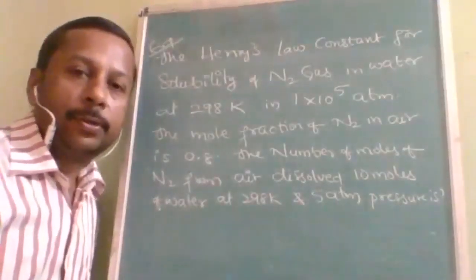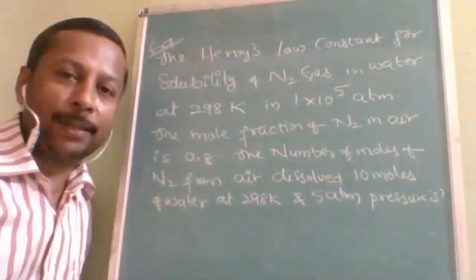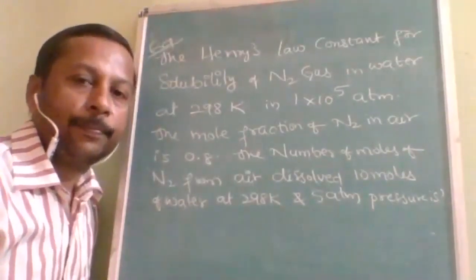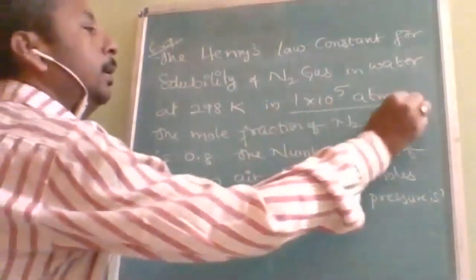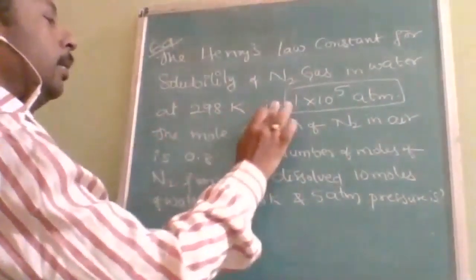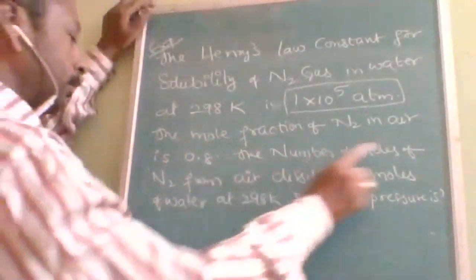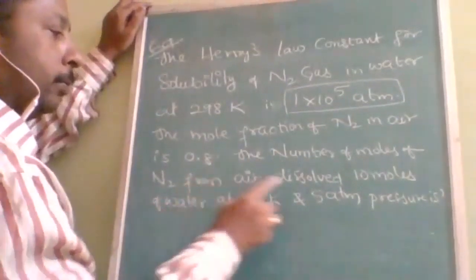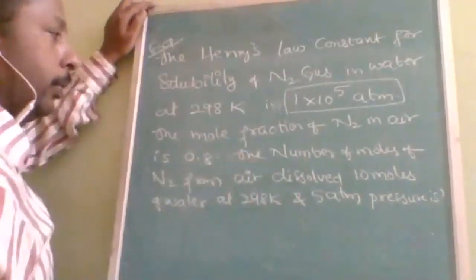Okay, we are into the next question, on Henry's law constant. This is a twist question. The Henry's law constant for solubility of N2 in water at 298 Kelvin is 1 into 10 to the power of 5 atm. Then the mole fraction of N2 in air is 0.8. You have to find out the number of moles of N2 from air dissolved in 10 moles of water. Moles of water are already given; moles of N2 you have to find out.